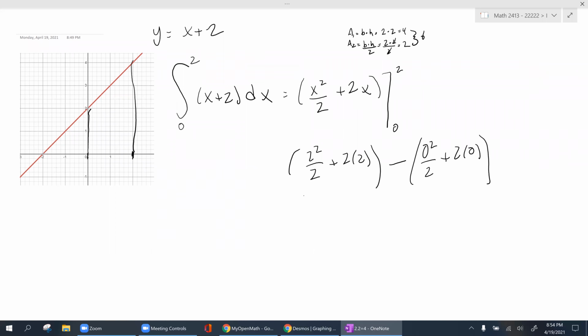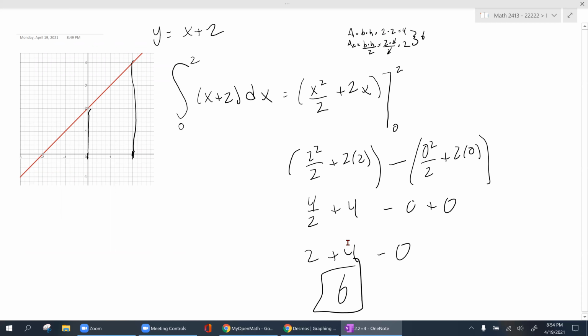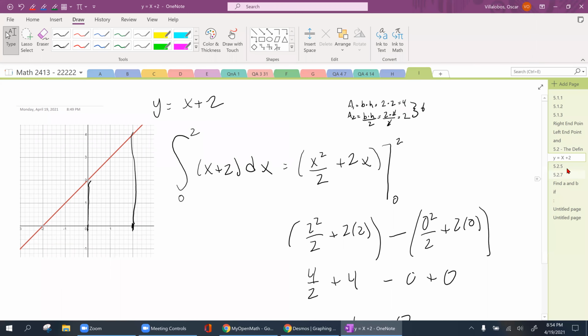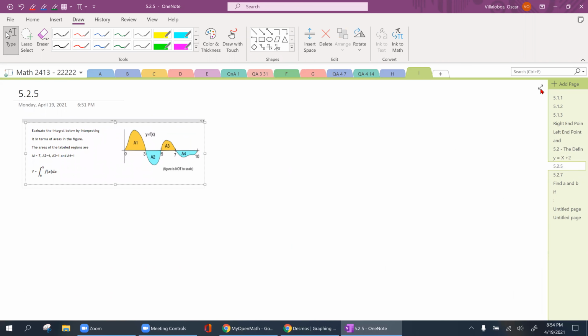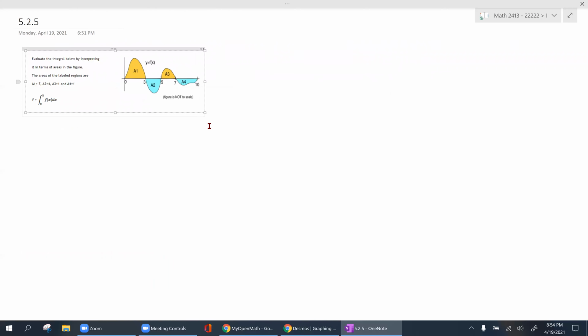So finding here, this is 4 over 2 plus 4 minus 0 plus 0. This is 2 plus 4 minus 0. Hey, this is 6. How awesome is that? Come on. It's 6. You just found the area under the curve using calculus. So you've powered up, like Thanos with the Infinity Stones. You've leveled up.